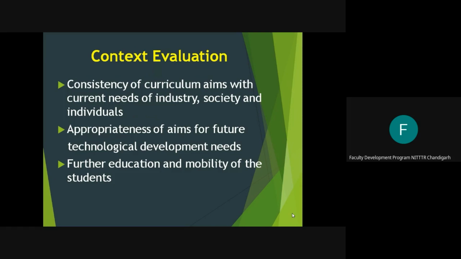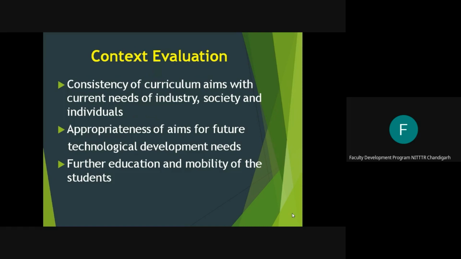If my curriculum is not as per the need of the industry, that means my curriculum is outdated. So I need to keep it consistent, in line with the technology that is being used by the industry. This is all covered under context evaluation. Are the aims of my curriculum appropriate for future technological development needs or not?